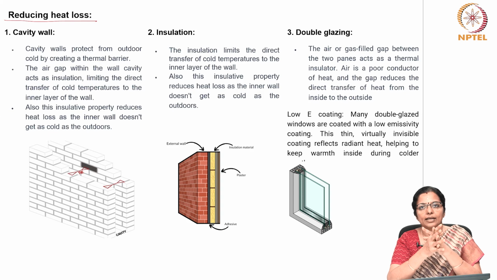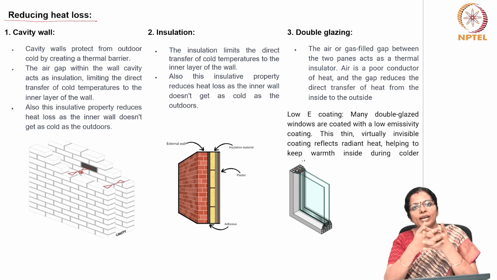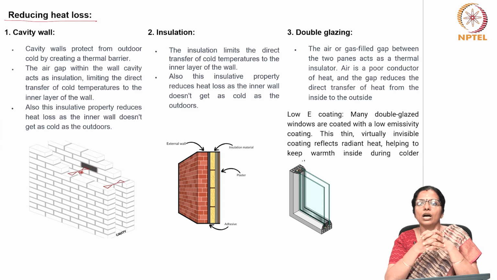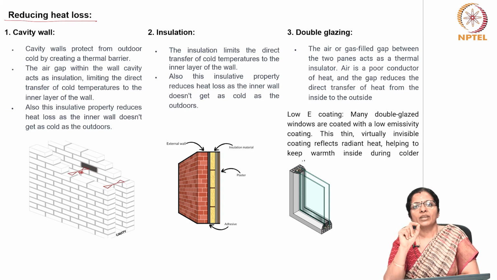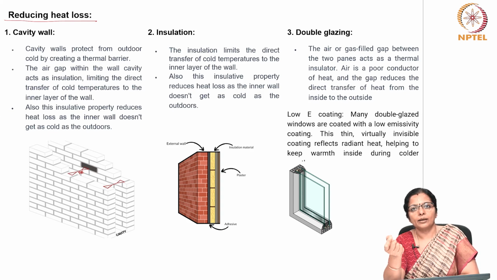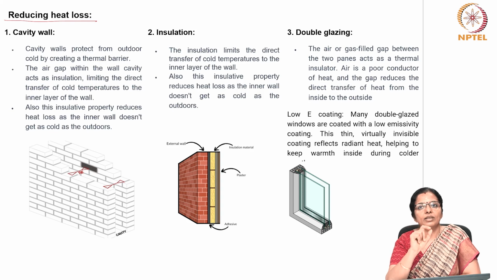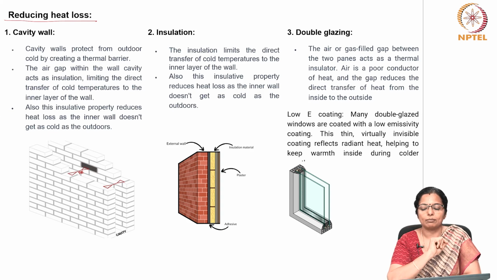to the outside. Low E coating. So many double glazed windows are coated with low emissivity coating. This thin, virtually invisible coating reflects radiant heat, helping to keep warmth inside the building during the colder times.